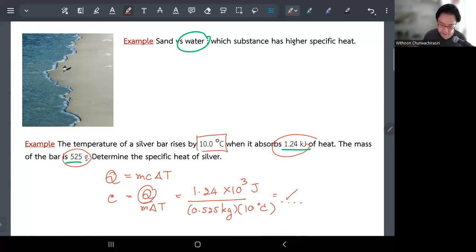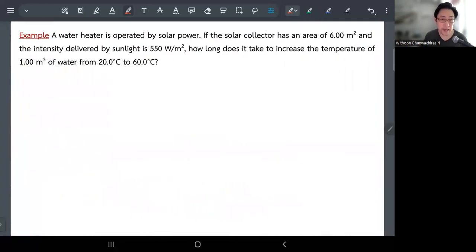But the thing is, things are going to get more complicated in this one, which is not very complicated. I like this example because it's very realistic, and people are getting into solar collectors more and more. It's getting cheaper, but it's still expensive anyway. So you have a solar panel that you are going to use to operate a water heater. So you have a water heater operated by solar power.